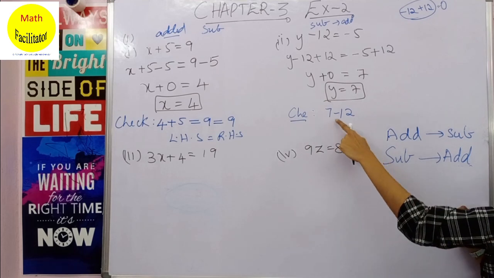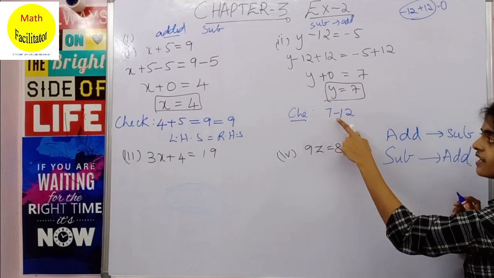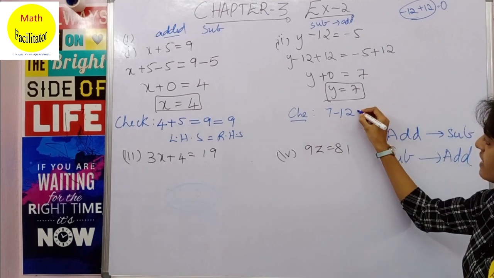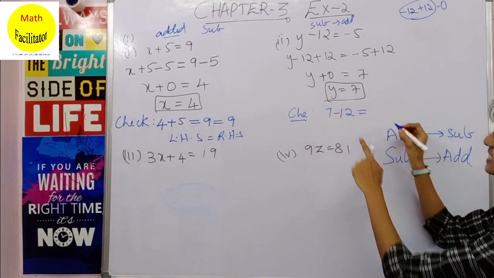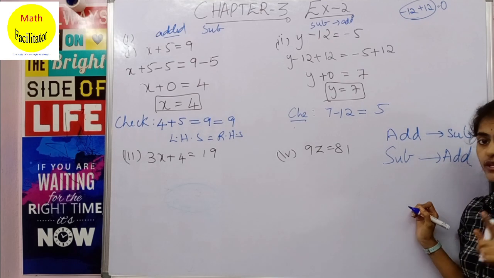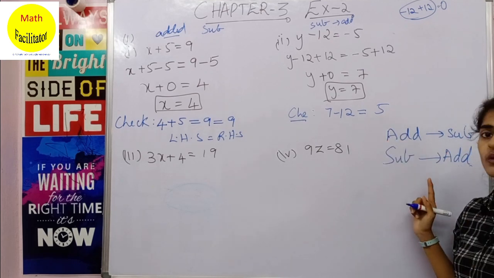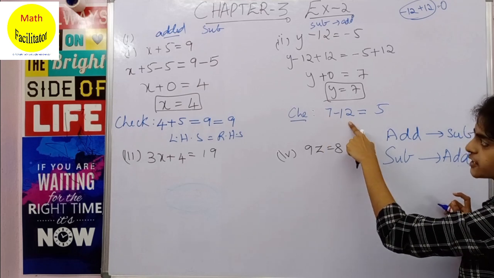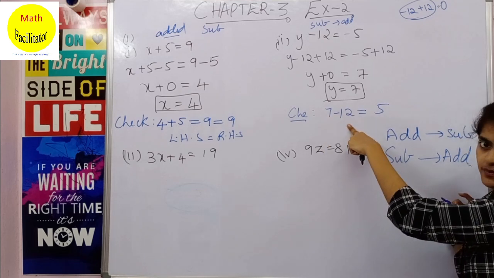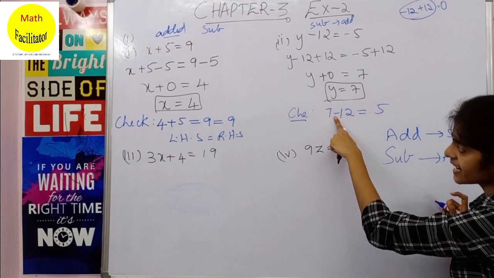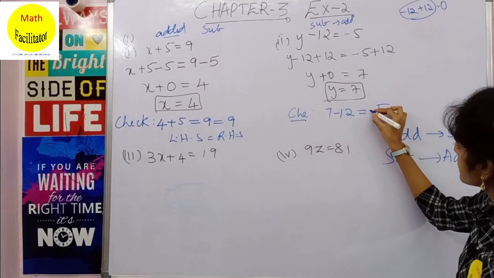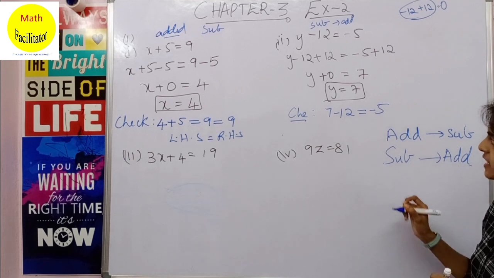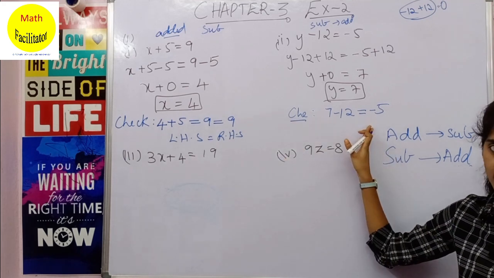So 7 minus 12, one positive integer, one negative integer. When you have it this way, what will you do? You will subtract. So 12 minus 7 is 5. And what about the sign of the answer? You will put the sign of the bigger number. Out of 7 and 12, which is bigger? 12 is bigger. And 12 has which sign? It has a negative sign. So the answer also will have a negative sign. Clear with this? So this you have learnt in your integers chapter, right?